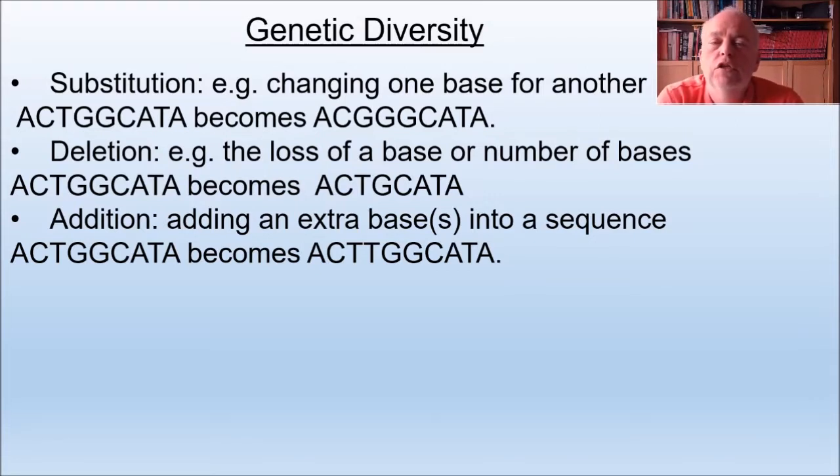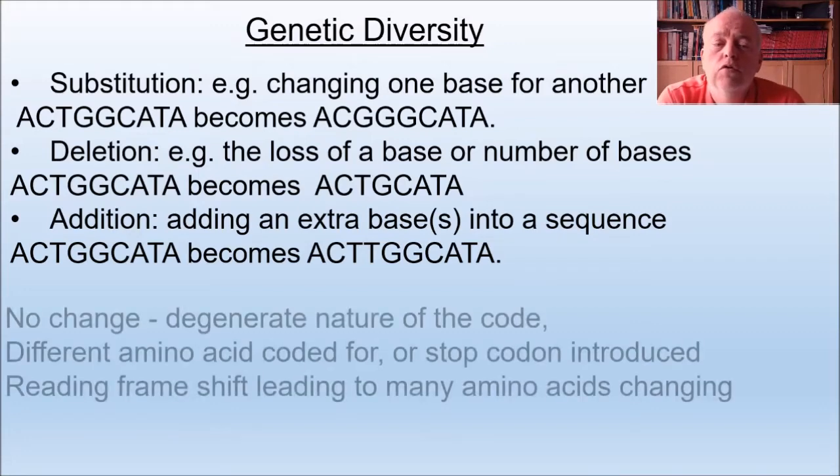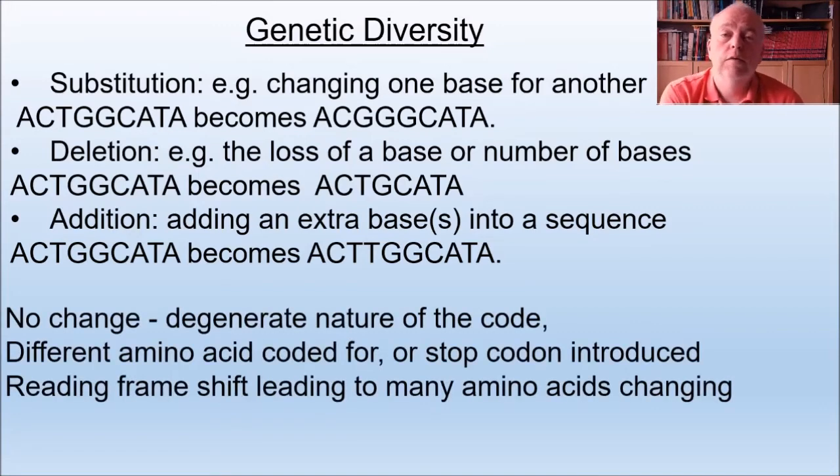The consequences of these mutations would vary. The simplest would be quite simply there's no change. Because the genetic code is degenerate, we may still code for exactly the same amino acid. So even though there's been a mutation or a change in the base sequence, it hasn't had an impact on the actual amino acid sequence if we're producing protein.